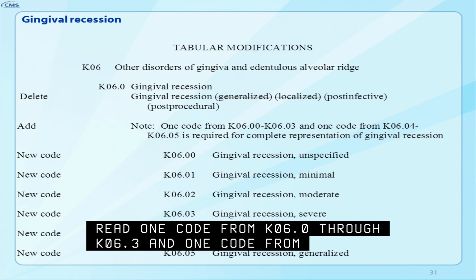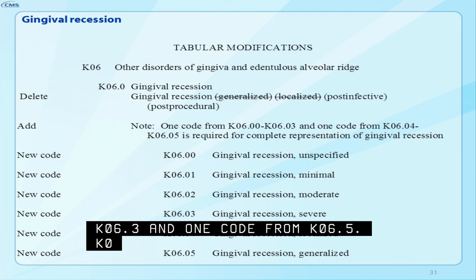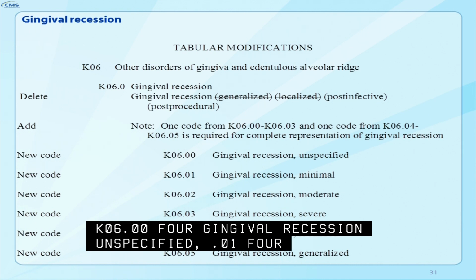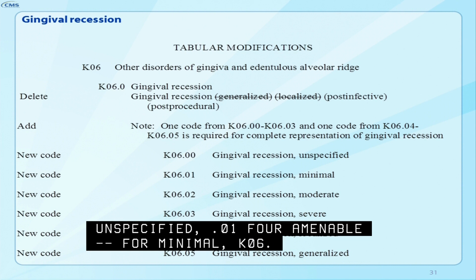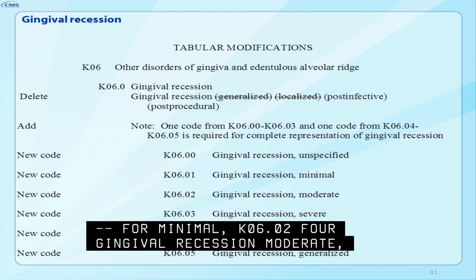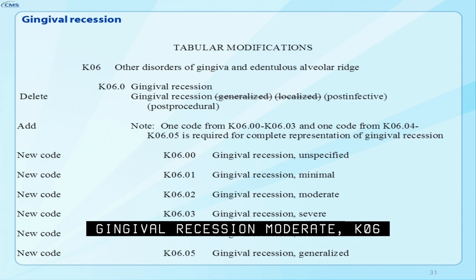The following list of codes is being proposed: K06.00 for gingival recession unspecified, K06.01 for gingival recession minimal, K06.02 for gingival recession moderate, K06.03 for gingival recession severe, K06.04 for gingival recession localized, and K06.05 for gingival recession generalized. Are there any comments or questions?